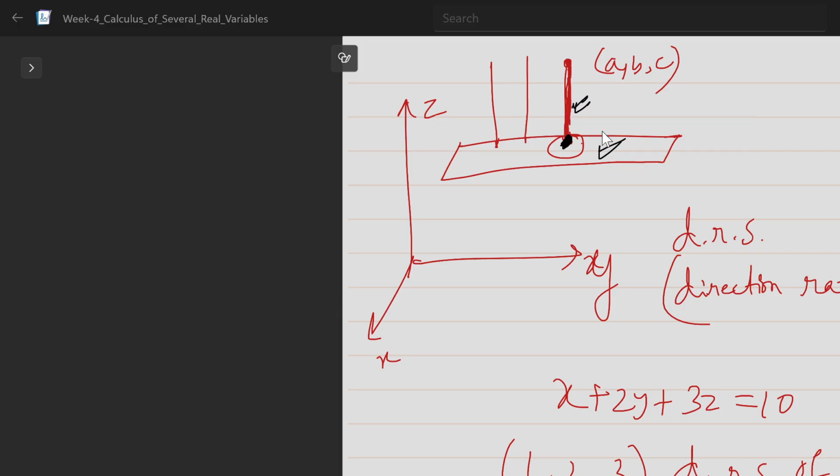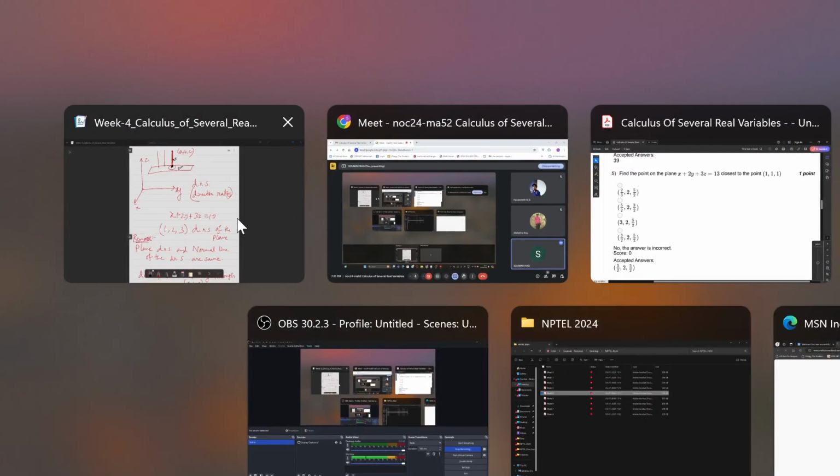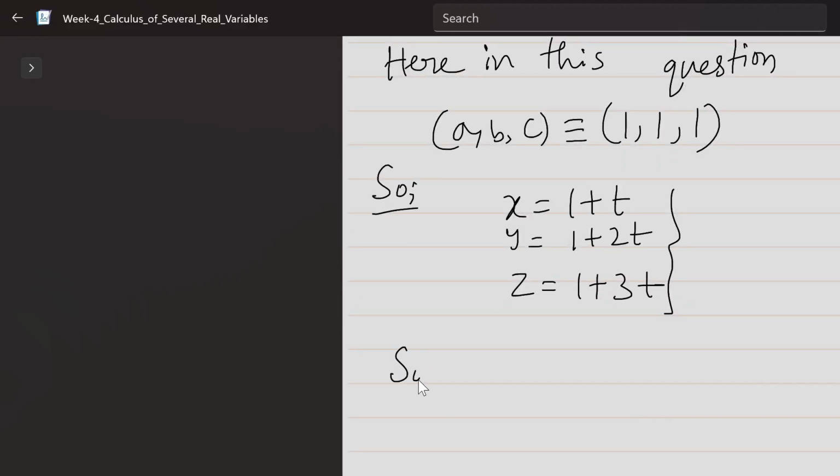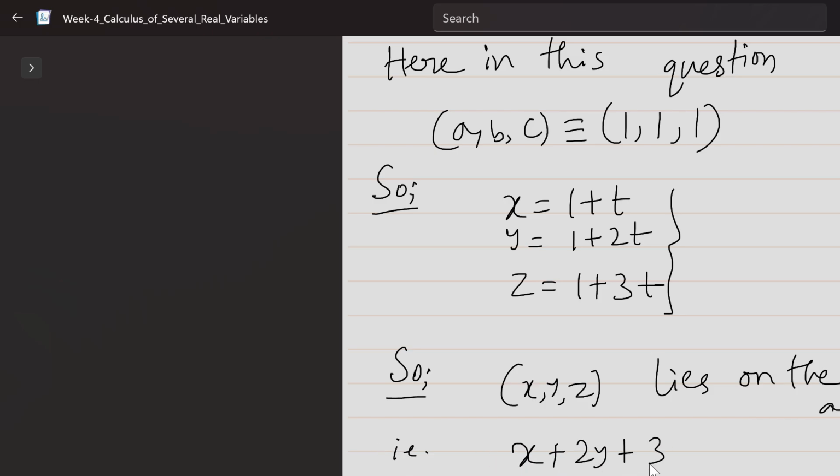So I will put these coordinate values in the plane. As this point x, y, z lies on the plane, x plus 2y plus 3z equals 10. This will give you the value of t. So 1 plus t plus 2 into (1 plus 2t) plus 3 into (1 plus 3t) is equal to 10. So you can calculate t, this is 5 by 2 something.